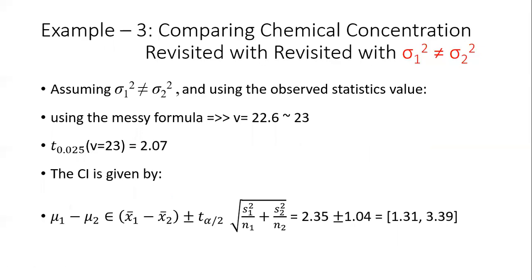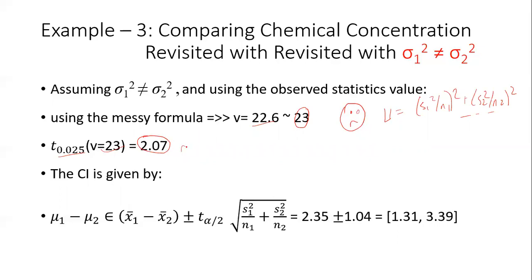Remember, when sigma1 squared is not equal to sigma2 squared, then we have that messy formula. I didn't write it here, but it was something like S1 squared divided by n1 plus S2 squared divided by n2, all squared, and so on. I just calculated it for you. It turns out that it is equal to 22.6, which you can take as 23. So if you look at the value of the t random variable at 23 degrees of freedom, t sub 0.025, its value is 2.07.